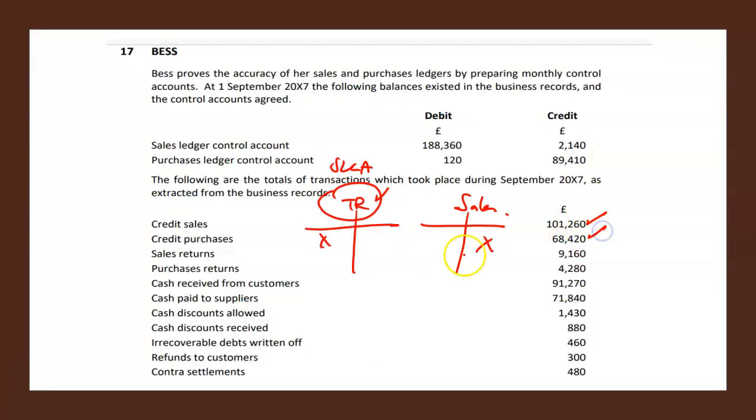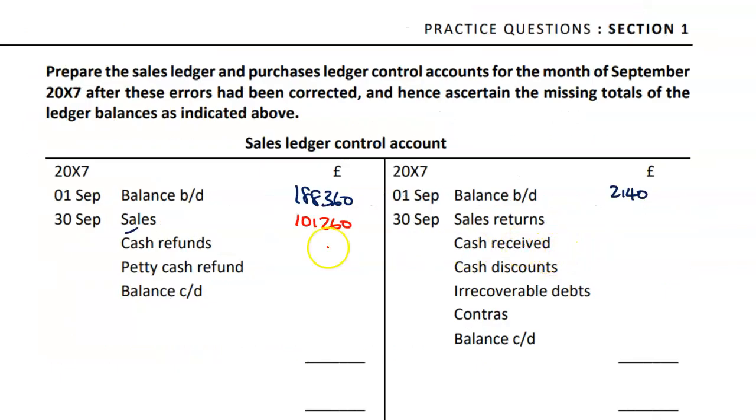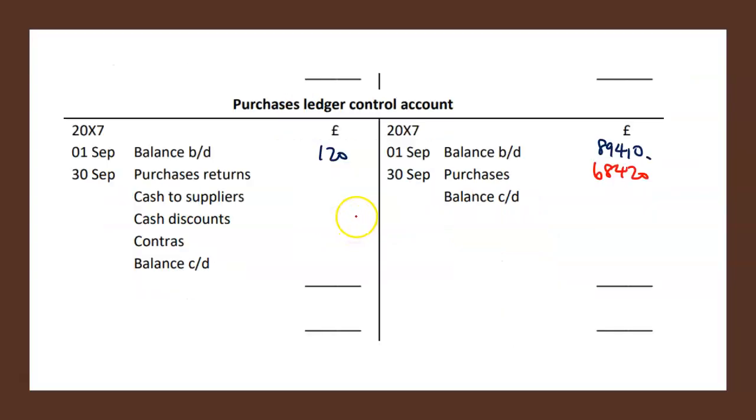Then what do we have? Sales returns 9160. Well, talking about why, you just have to pull out the double entry for all of these, right? So the double entry of sales is in a sales account. This is in a sales returns account. And if you do the double entry, you'll see what's going on, right?